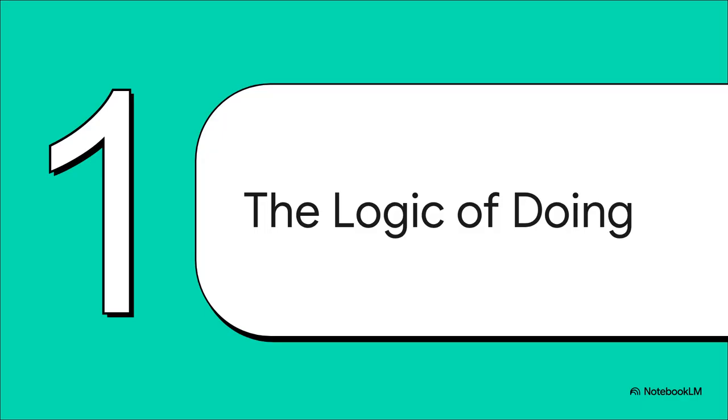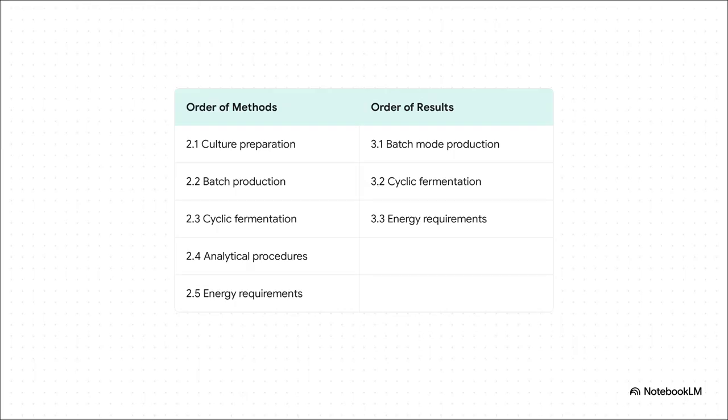Okay, so how do you actually write a good one? Well, the first thing to get right is the logic, the organization. It's not just about listing what you did, it's about the order you list it in. We'll call this the logic of doing. Here's a super simple but really powerful rule. The order of your methods has to match the order of your results.